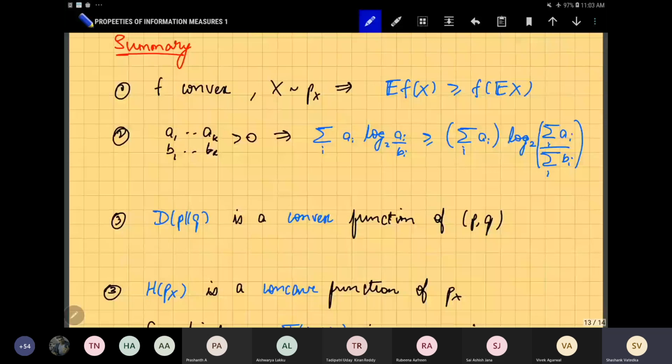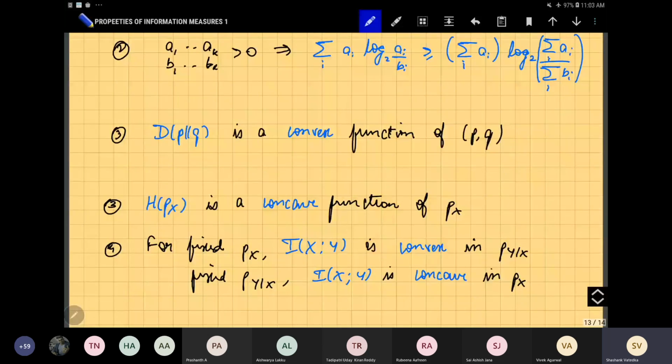Right. So in the previous classes, we saw some basic information theoretic inequalities. We started by proving Jensen's inequality, which says that for a convex function f, the expected value of f of x is greater than or equal to f of expected value of x. We also saw the log sum inequality, and then we used that to prove the following properties of the information measures. We saw that the KL divergence is a convex function of the inputs P, Q.